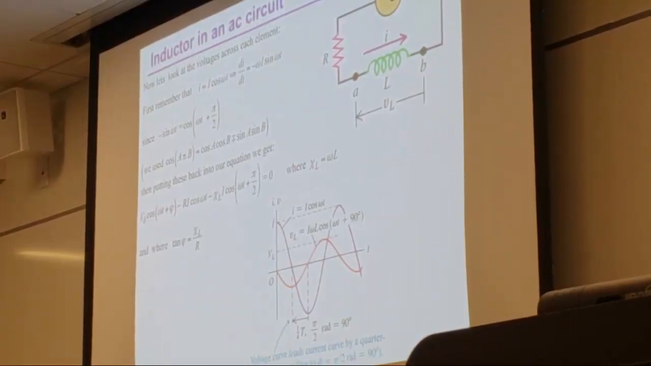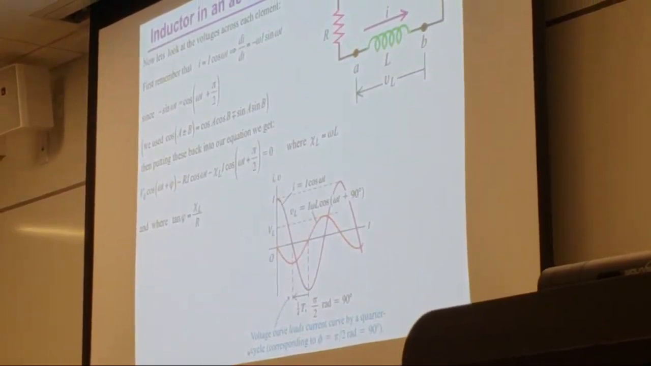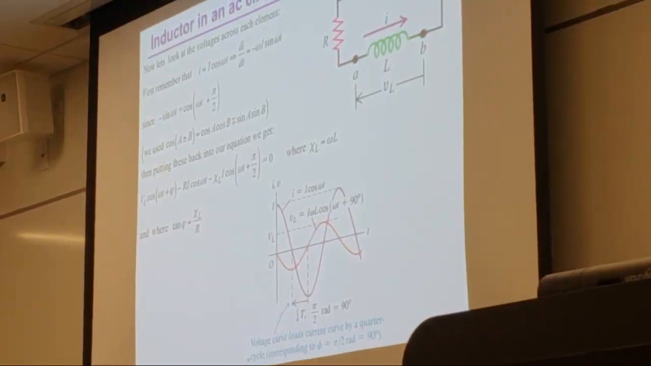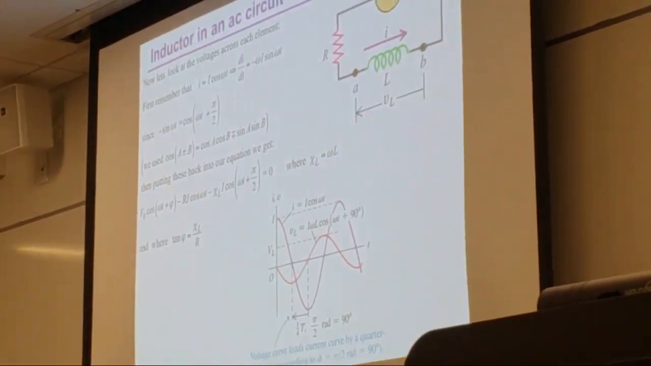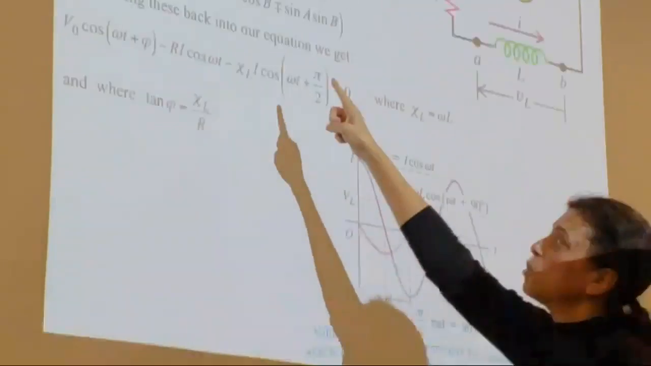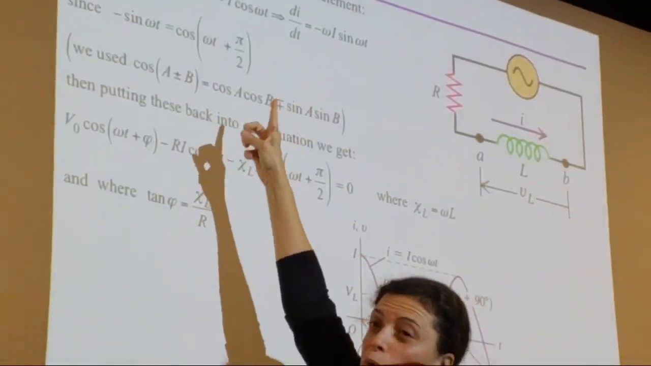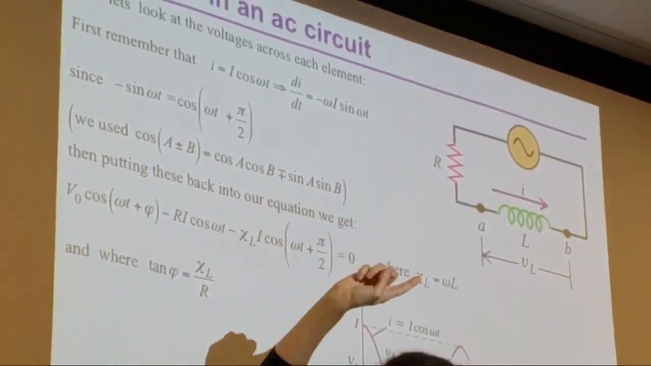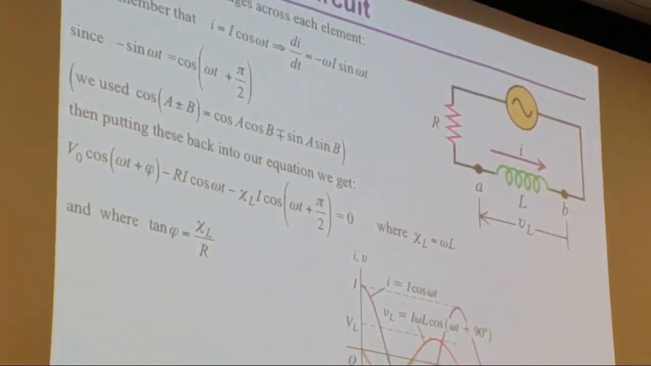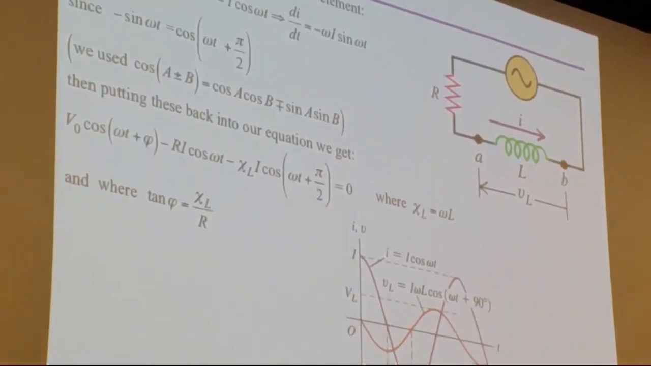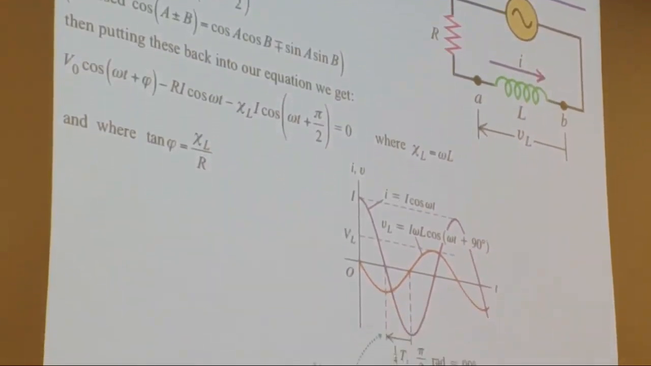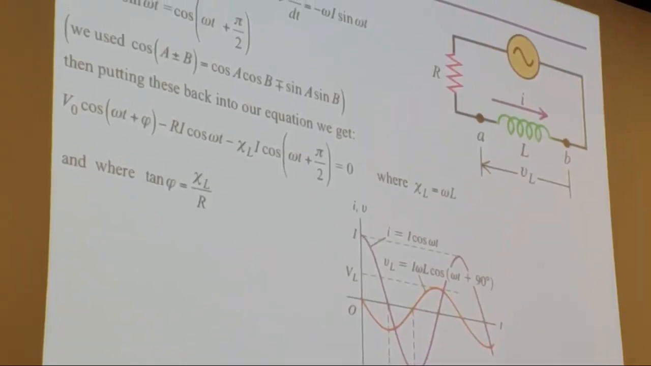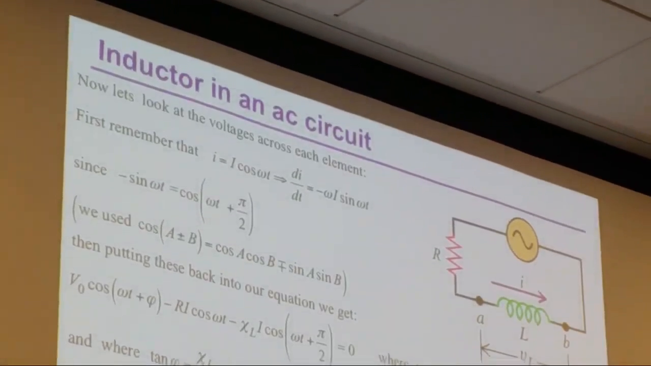So this would be a plot of the current and the voltage. A sine omega t I can rewrite as a cosine omega t plus pi over 2. It's exactly the same thing. I just shift the cosine by a phase angle, and I get a sine function.